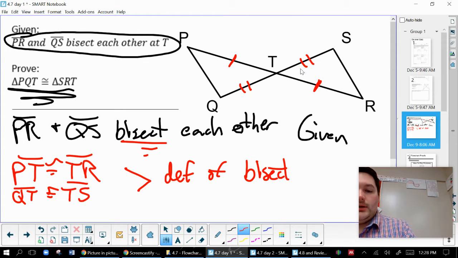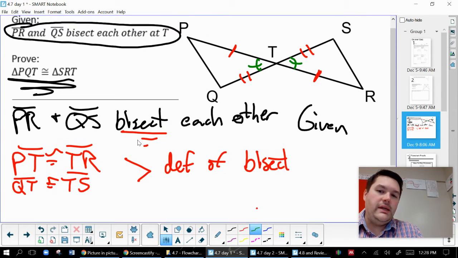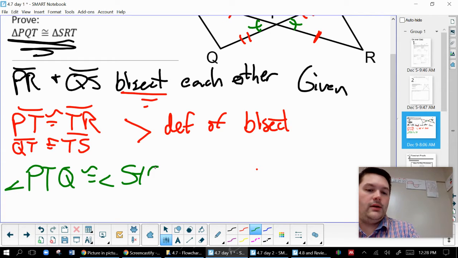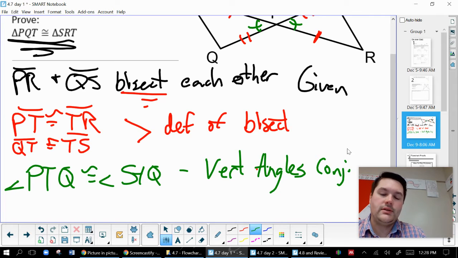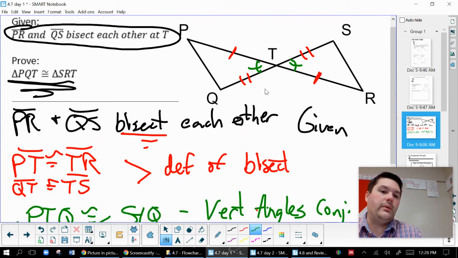The other thing that we'd have in here would be some vertical angles. If you take a look at these two angles here, they are vertical angles, and we know that those two are congruent. That would be angle PTQ and STQ. We say we know those are congruent, and that is the vertical angles conjecture. Okay, so that gives us our three things. We've got these two pairs of sides, we've got the angle in the middle, so now we can use our SAS conjecture to explain why the triangles are congruent.